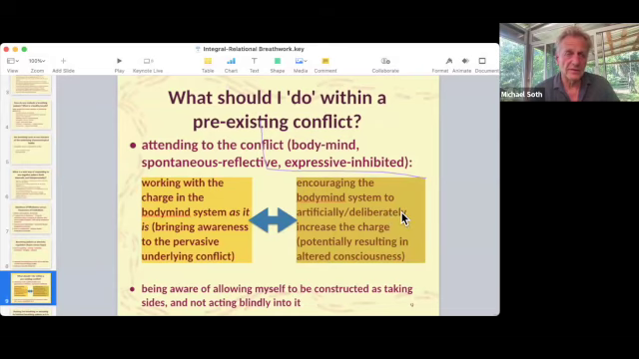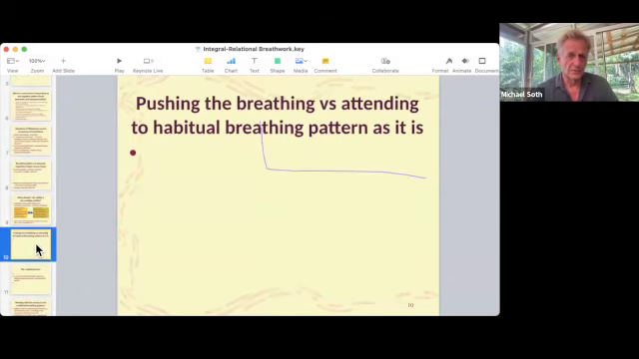On some level, you could think at the far end, pushing the breathing is like going to the gym or doing aerobic exercise. At the far end, it's a kind of self-improvement instruction. Do this, be disciplined, breathe in, push the breathing, be deliberate, have intention. So this is one half of the whole picture. As we said earlier, you want to be able to do that, but you want to do that in the context of understanding the conflict. It says pushing the breathing versus attending to the habitual breathing pattern as it is. I don't want to talk anymore. Let's just do what we call pushing the breathing.